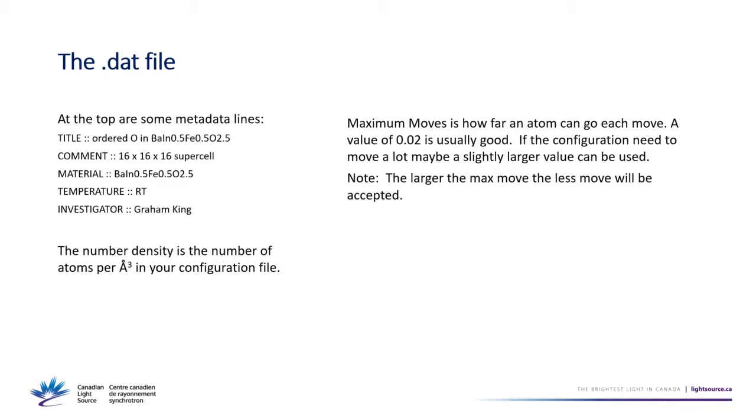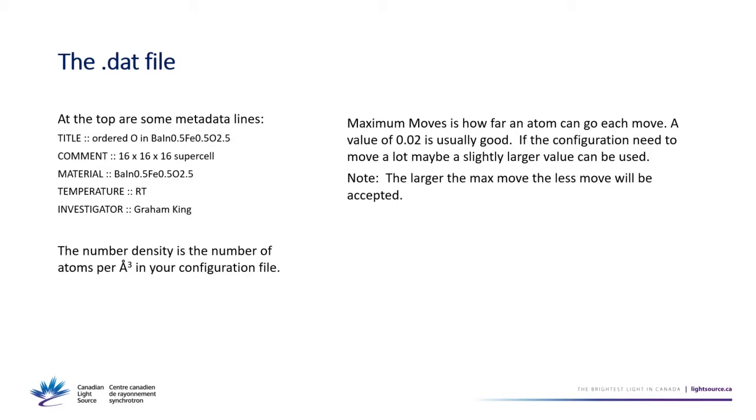So in the DAT file, what you're going to see at the top is a bunch of metadata lines that you should generally fill out. There's a number density. The number density is important because it gives you that 4 pi rho 0 background that I was talking about yesterday, which is the actual 0 point for G of R. And that's just calculated from your configuration, the size of your configuration and the number of atoms in it.